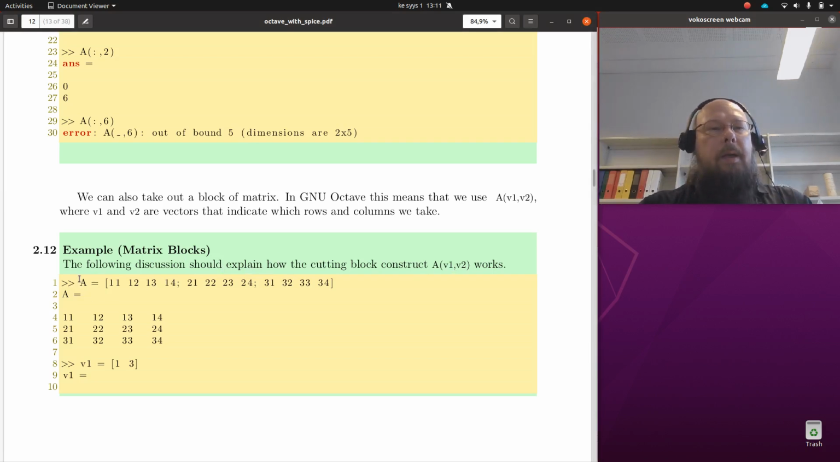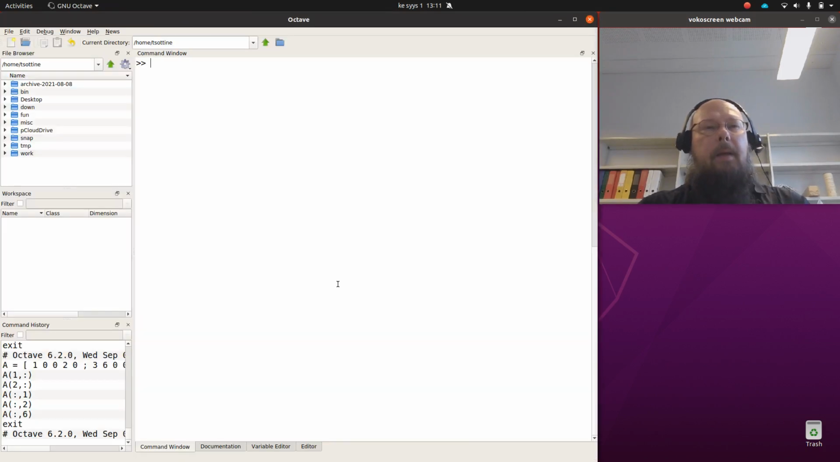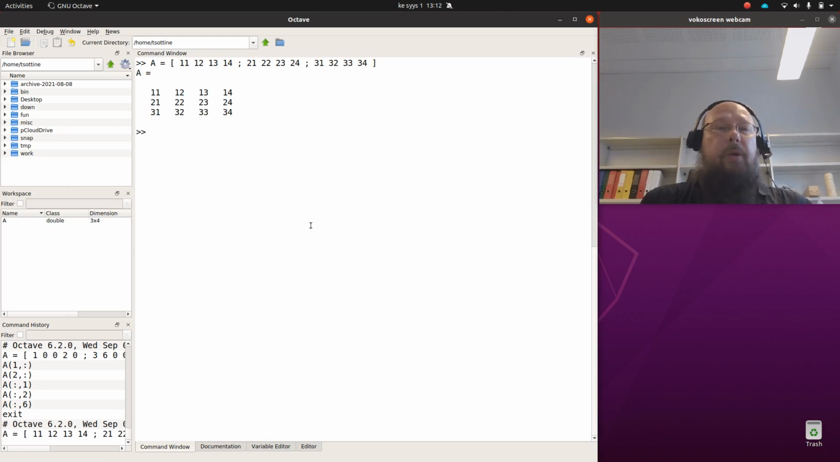So let's have some matrix A here. Again, I try cut and paste it. Now it doesn't look too good for some reason. Okay. So it's 1, 1, 1, 2, 1, 3, 1, 4 first row, 2, 1, 2, 2, 2, 3, 2, 4 the second row, and 3, 1, 3, 2, 3, 3, 3, 4 for the third row. Okay, that looks good.